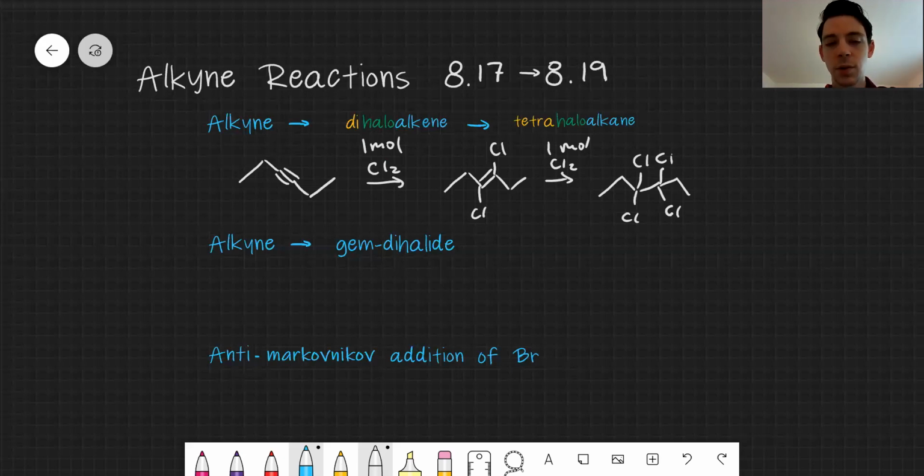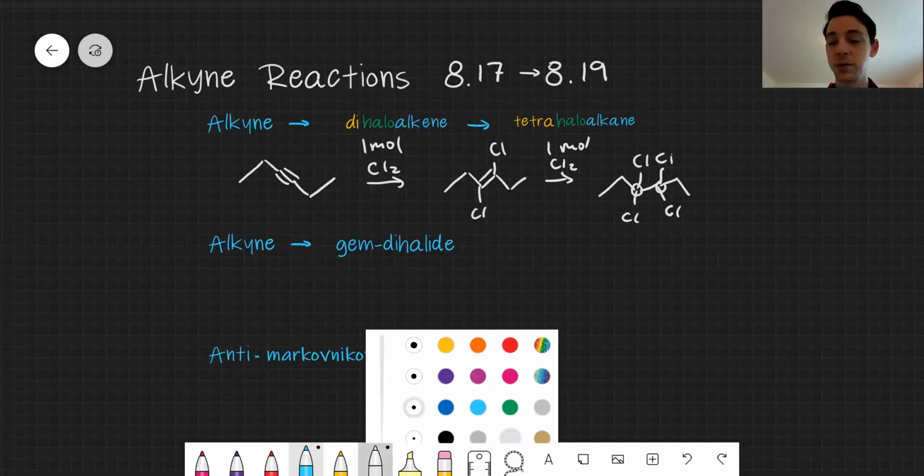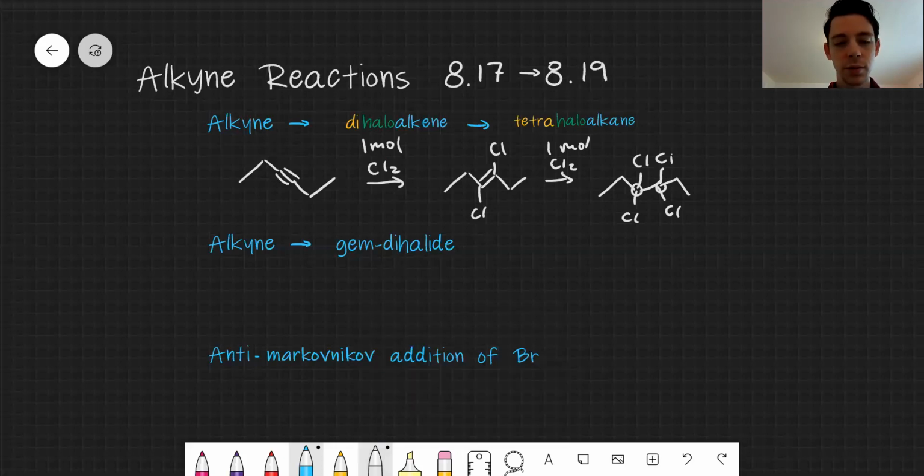Second one, an alkyne can react to form a gem dihalide. A gem dihalide is when you have 2 halogens bonded to the same carbon. This, in a way, has 2 gem dihalide positions. But if we wanted to just add it to a single carbon, and not both, then instead of using Cl2, we use 1 molar equivalent of HCl. HCl is only going to add 1 chlorine.